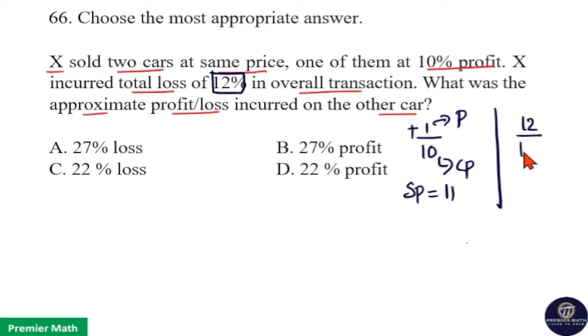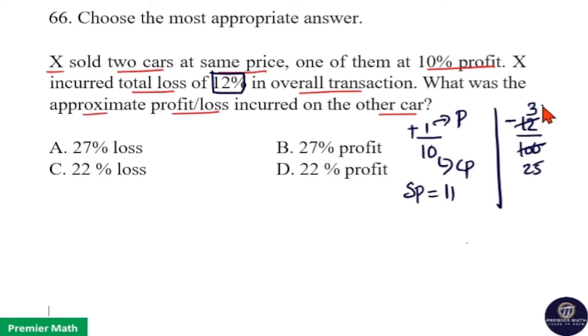12% means 12 by 100. Now 4 goes 3 times in 12 and 4 goes 25 times in 100. Now this is loss, total loss. Overall transaction, total loss is 12%. That means this is minus 12 by 100.